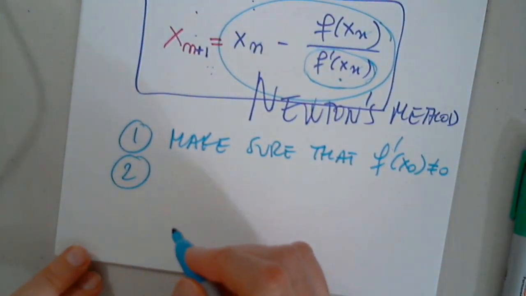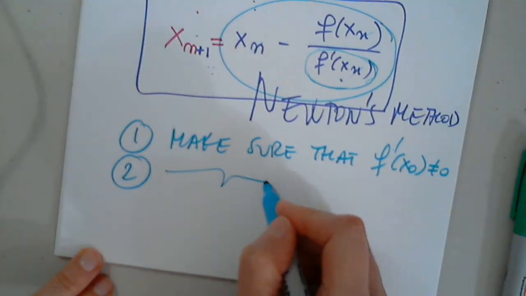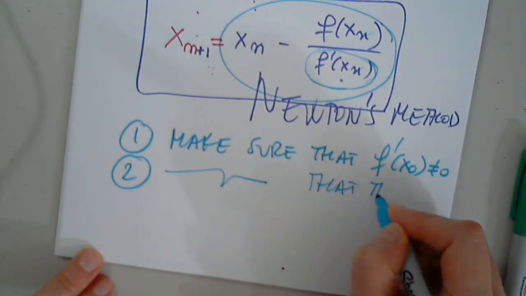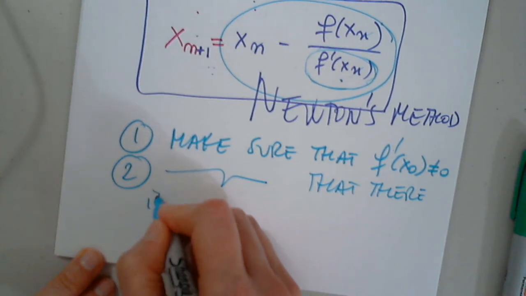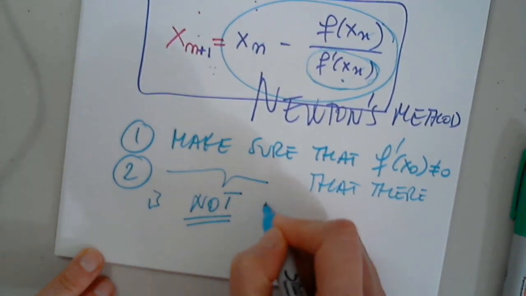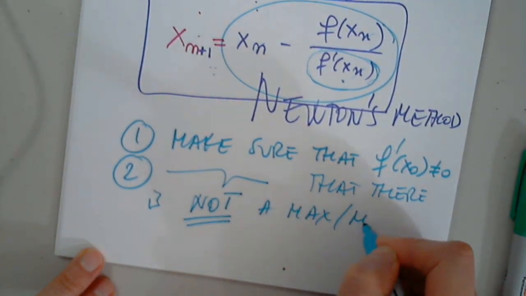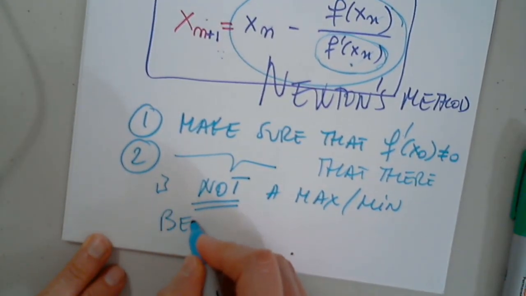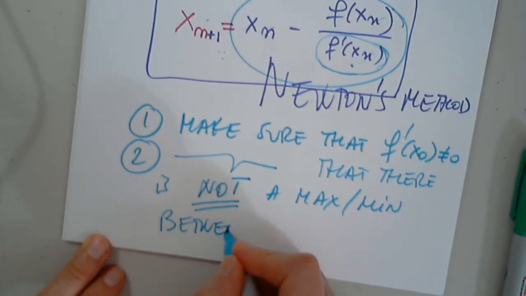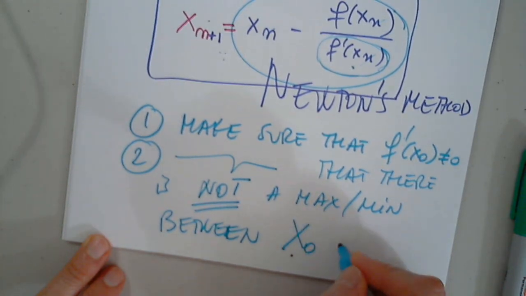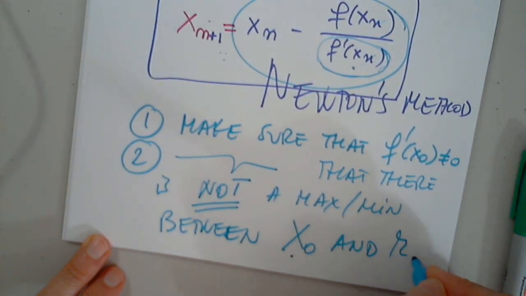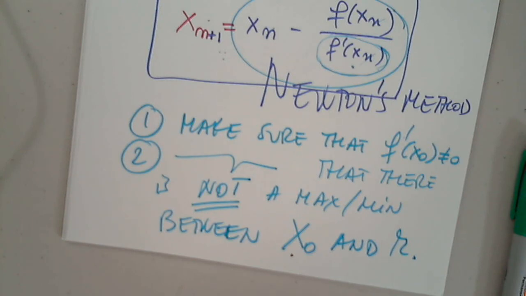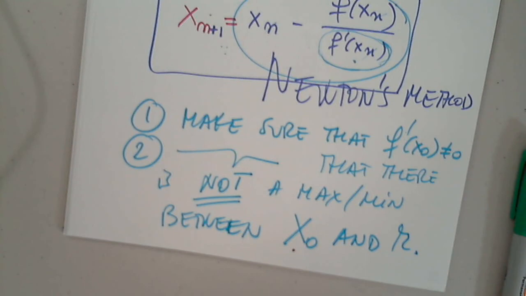Number 2, make sure that there is not a max-min between x0 and r. The method will never converge. It will never get closer and closer. It will always go further and further away.